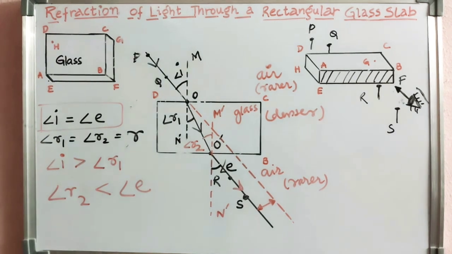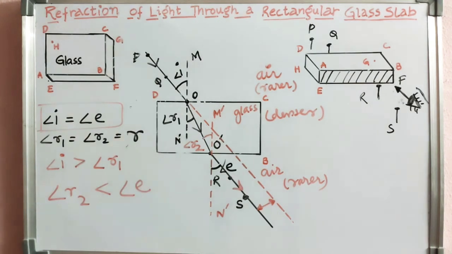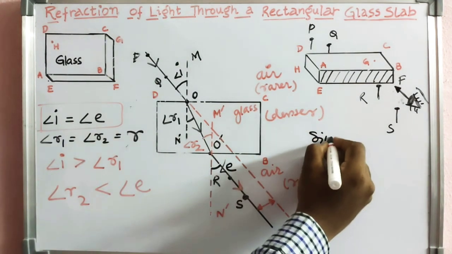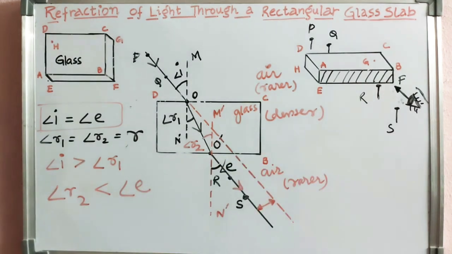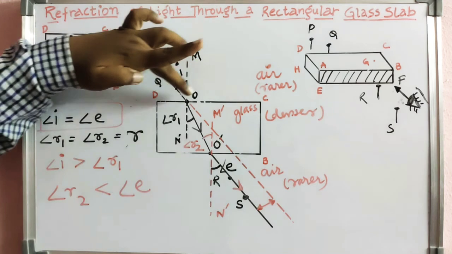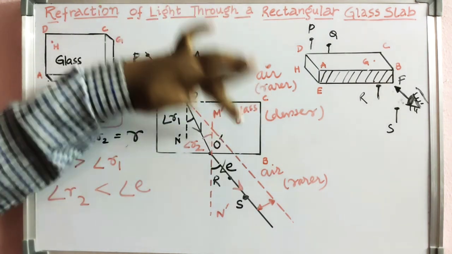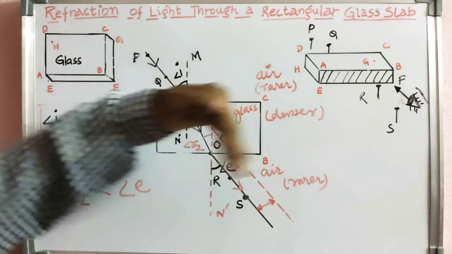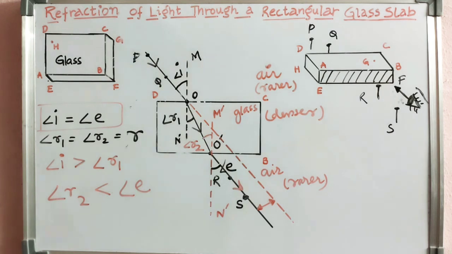By this observation, you can say that sin I by sin R equals a constant, or the refractive index of a medium remains constant. For glass it remains constant. Clear? So angle of incidence is equal to angle of emergence: the amount it shifts towards the normal at refraction 1, that is when it travels from air to glass, the same amount it will shift away from the normal when it travels from glass to air. That's why this is equal.